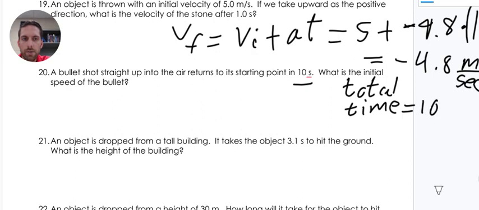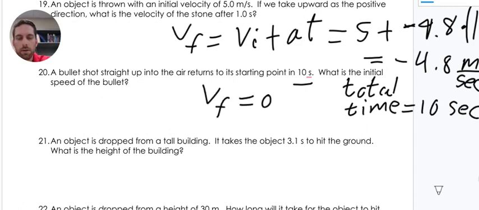equals 10 seconds. We want half that time because that's the time to get to the top, and at the top, V final equals 0 at top. Once we know that, we should have everything we need because we also know G is negative 9.8. All right, so let's plug everything into that equation above, right up here.